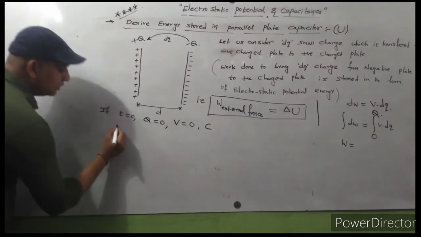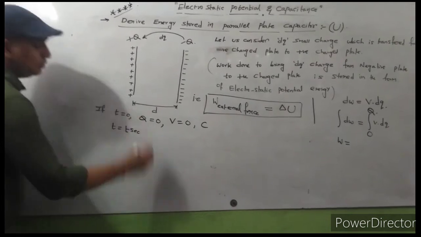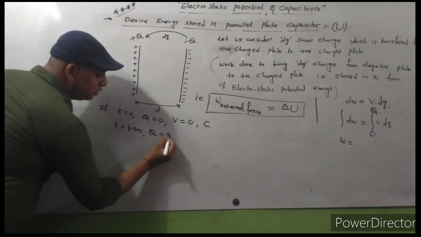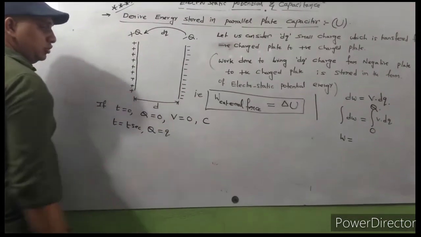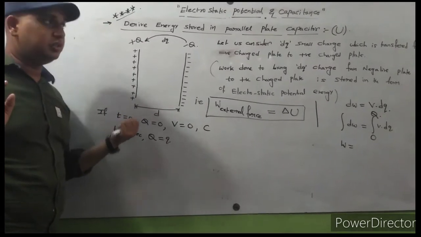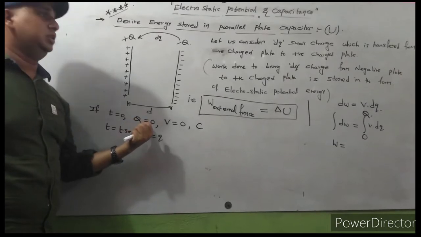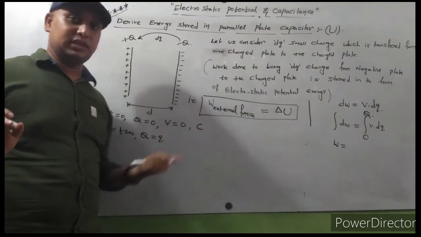Next, if time t is equal to some t seconds, then some charge q is transferred, which I consider as small q. Have you understood my point? Initially, time t is equal to 0, there is no transfer of charge. So capital Q is equal to 0, and potential is equal to 0, and capacitance is equal to C.